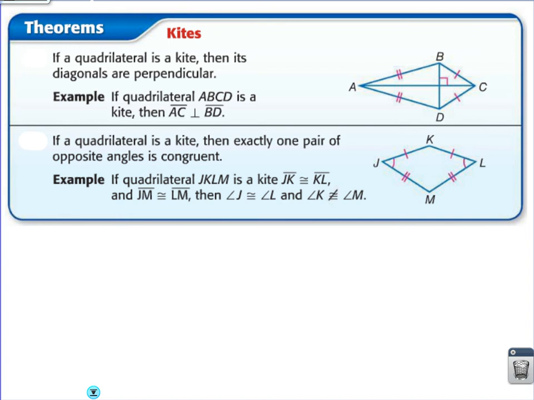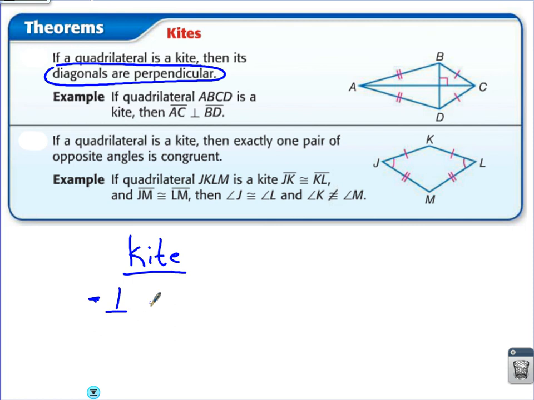Here are your kite properties. Write them down. If a quadrilateral is a kite, and what I would do is I'd just say, okay, now we're talking about kites. Here are my properties. If a quadrilateral is a kite, then it has perpendicular diagonals. And not only does it have perpendicular diagonals, but if a quadrilateral is a kite, then one pair of opposite sides or opposite angles are congruent. One pair of opposite congruent angles.